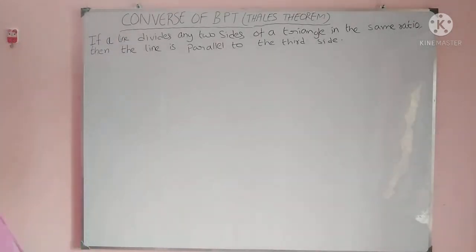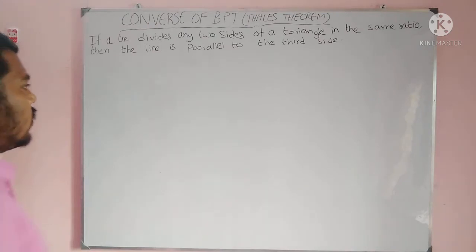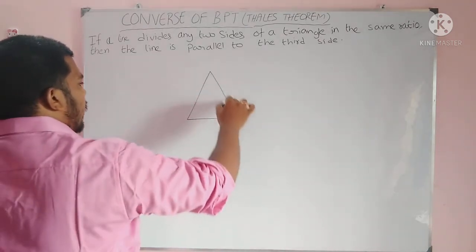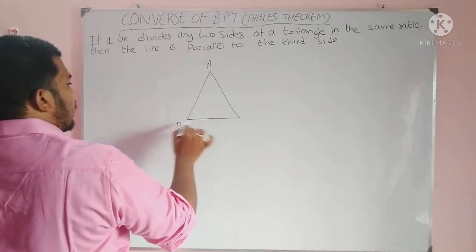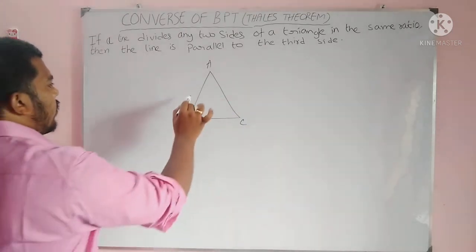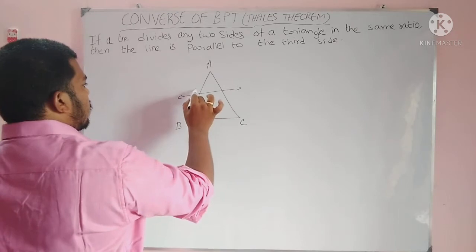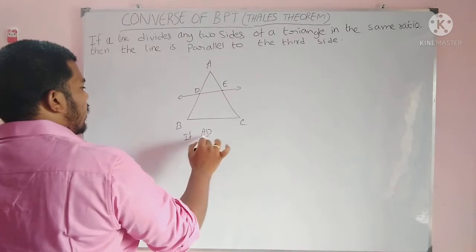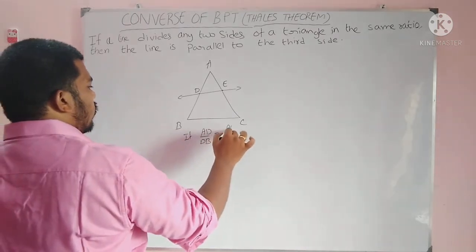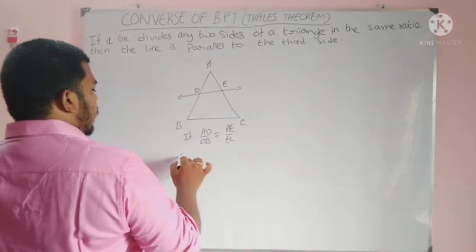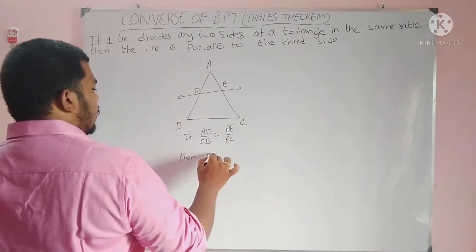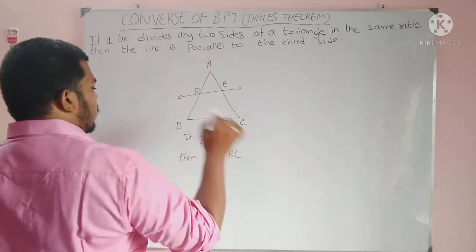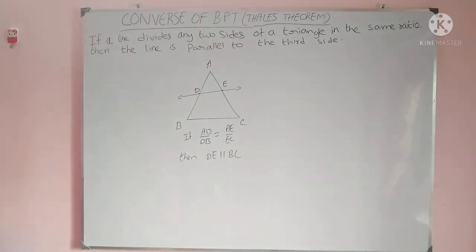Now, what is the statement? If a line divides any two sides of a triangle in the same ratio, then the line is parallel to the third side. Suppose I am taking a triangle A, B, C, and I am drawing one line with points D and E. If AD by DB is equal to AE by EC, then obviously DE is parallel to BC. That is what we need to prove here.